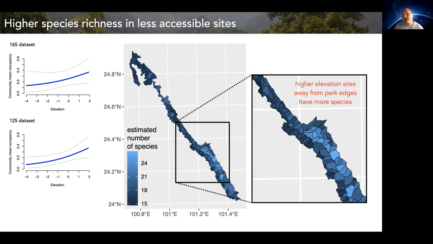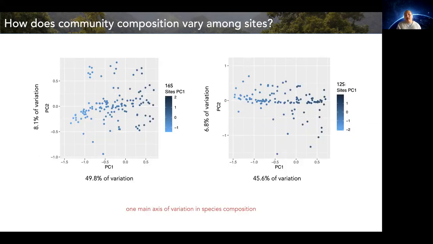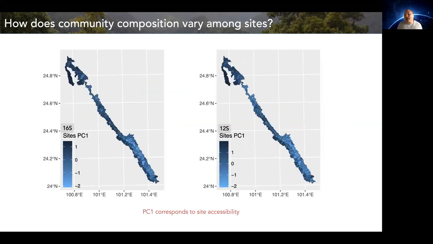But we don't want to know just how many species, we want to know which species. So we took every site and got the composition of species that were modeled there, and then we ran a principal components analysis. 50% of the variation is explained by principal component 1, and principal component 1 is basically distance to edge of park, or elevation. So it's site accessibility. Now we can ask, for every species, where is it on PC1?